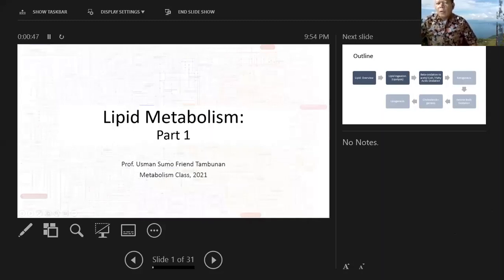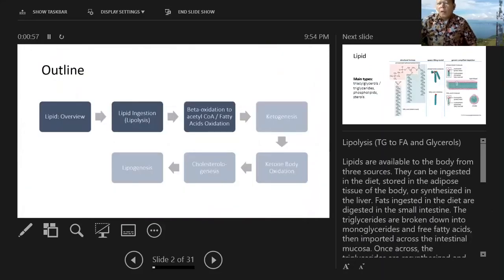Good morning. Today I will share with you lipid metabolism. Let's see the outline of my discussion. We will start with an overview of lipids, then we'll move to lipid digestion, or lipolysis, and we'll move again into beta oxidation to acetyl CoA and fatty acid oxidation.